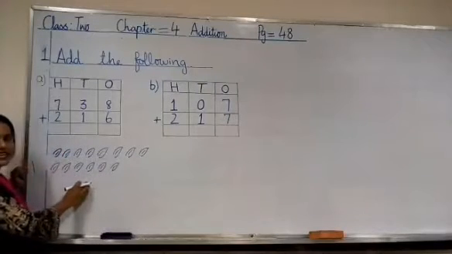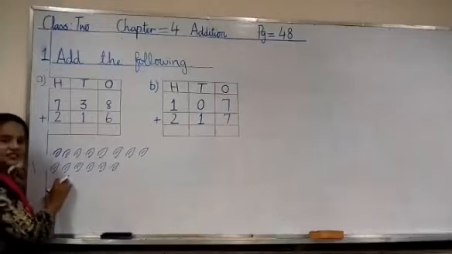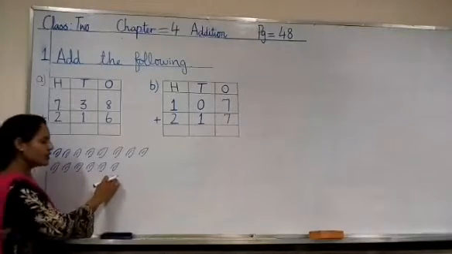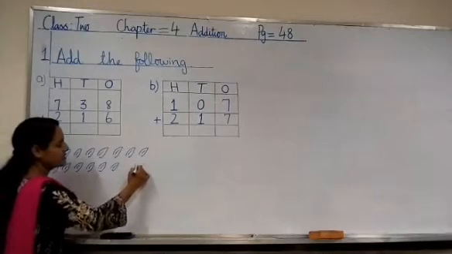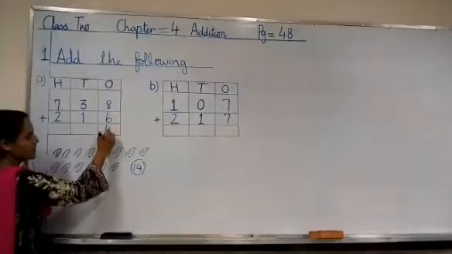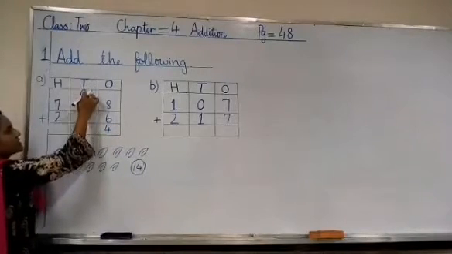What comes after 8? It's number 9. 9 and then 10. 11, 12, 13 and 14. So what is the answer? 14. First we will write 4 here and 1 will carry over here under tens.